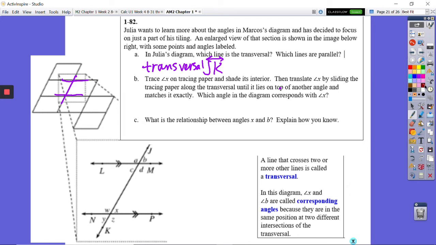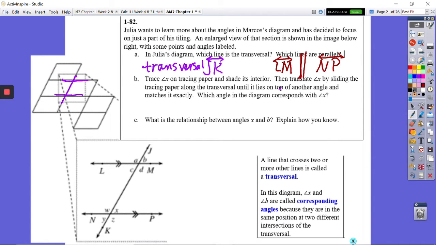Okay, and which lines are parallel? That would be LM is parallel to NP. And that's the symbol for parallel there, two straight lines. Okay. So it says to trace on tracing paper.